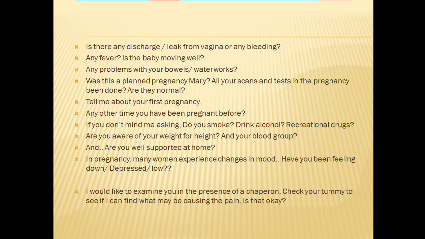And are you well supported at home? In pregnancy, many women experience changes in mood. Have you been feeling down, depressed, or low? I would like to examine you in the presence of a chaperone. Check your tummy to see if I can find what is causing the pain. Is that okay with you?